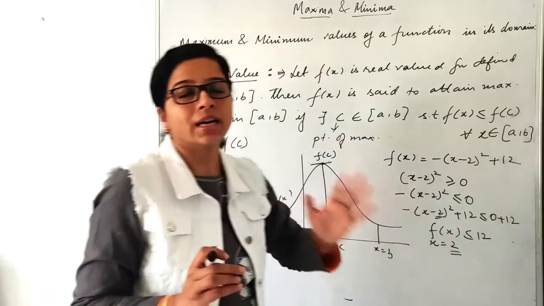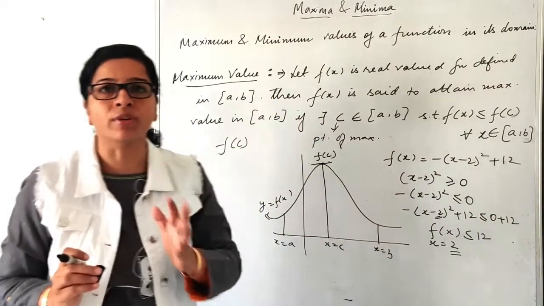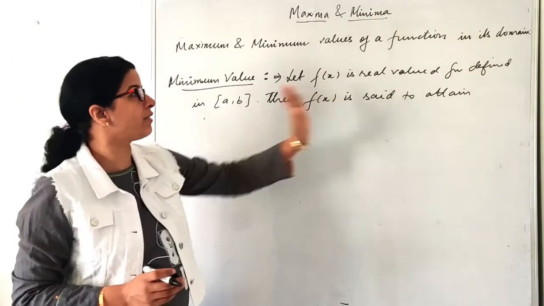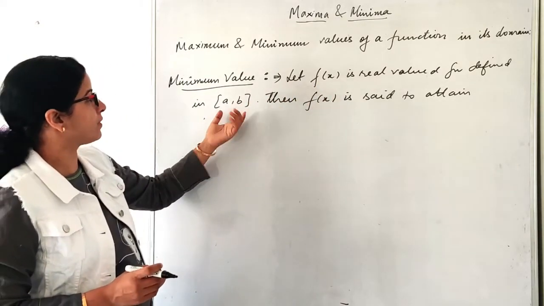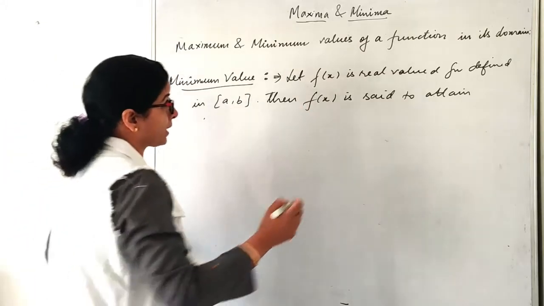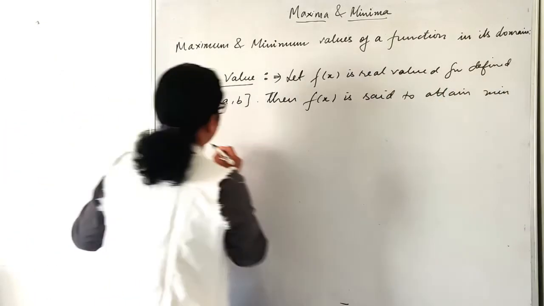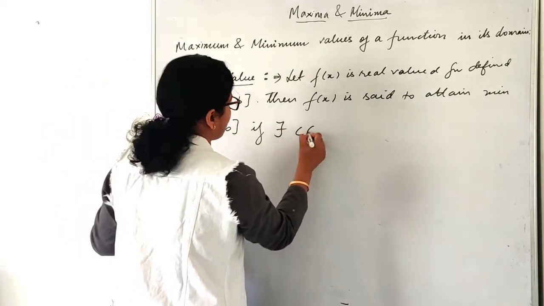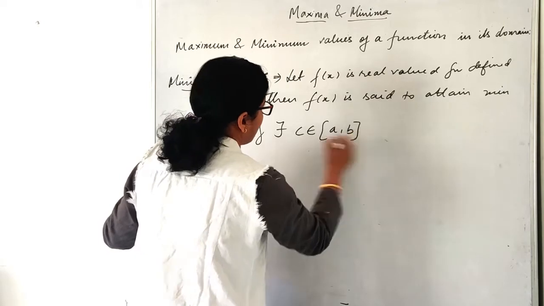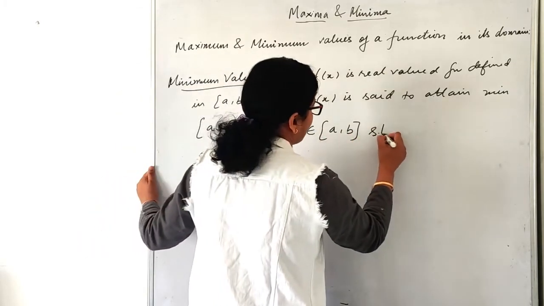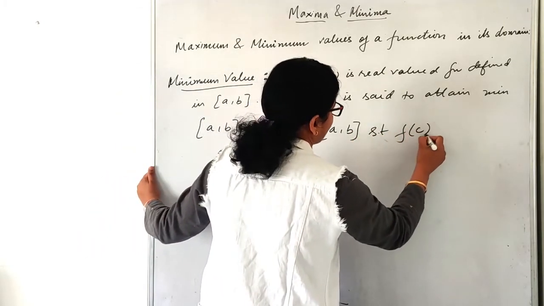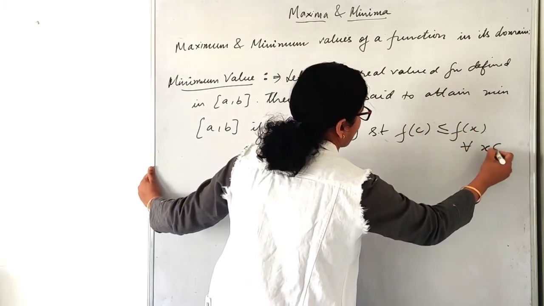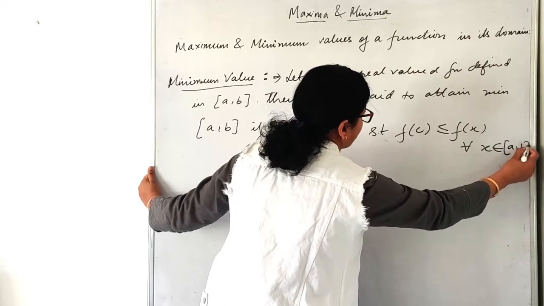Is that clear? Now let us check the minimum value of a function. So now let us check what do you mean by minimum value of a function. So let f(x) be a real valued function defined in closed interval [a, b], then f(x) is said to attain minimum value in the interval [a, b] if there exists c belongs to closed interval [a, b] such that f(c) is less than or equal to f(x) for all x belongs to closed interval [a, b], right?